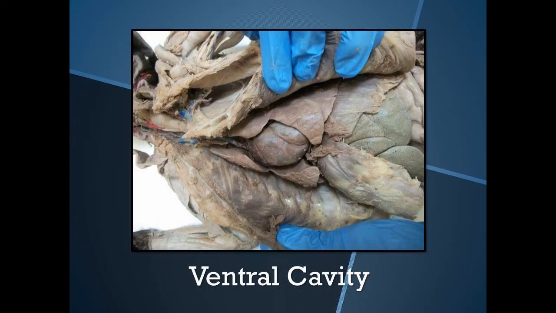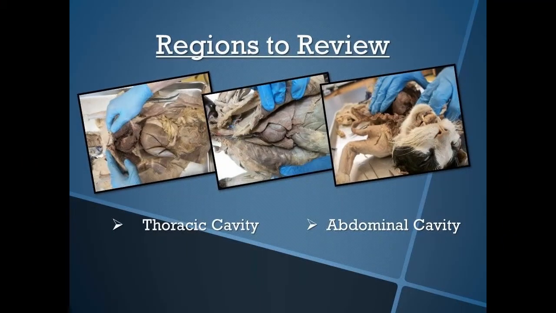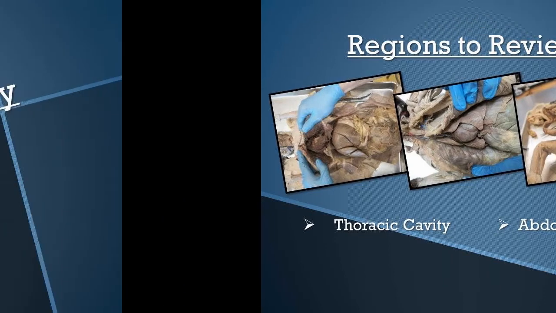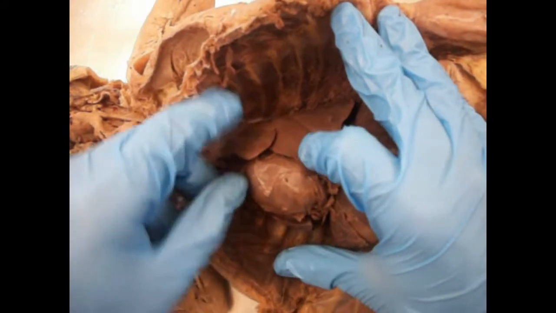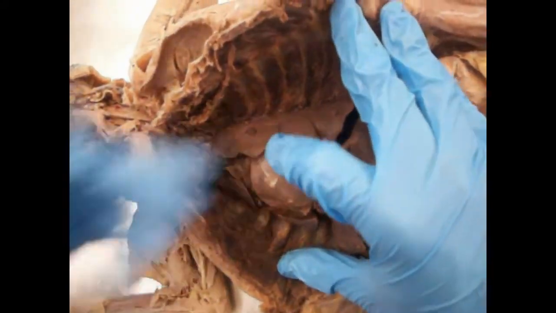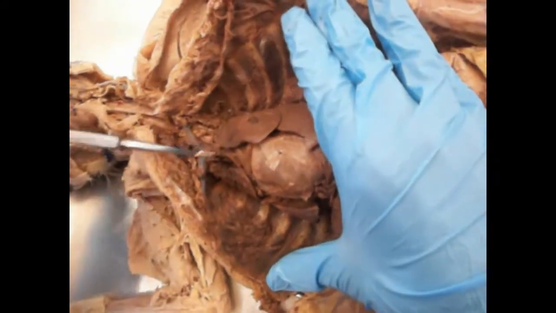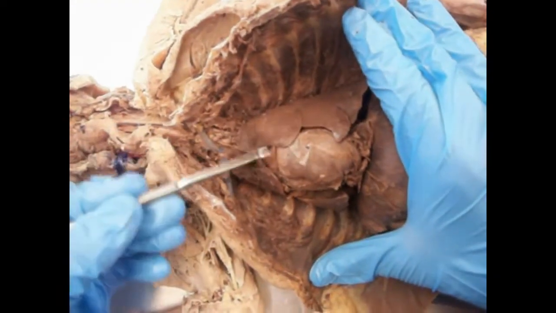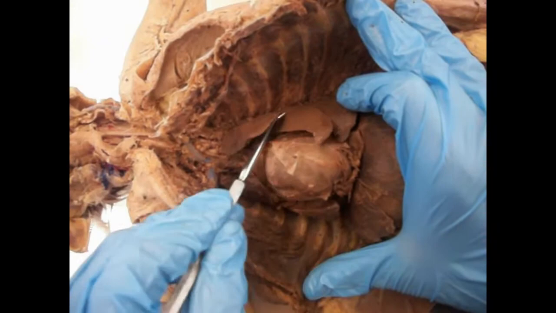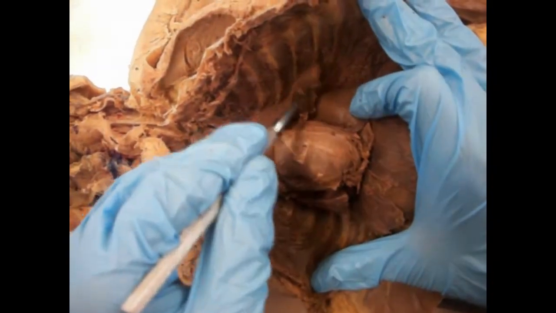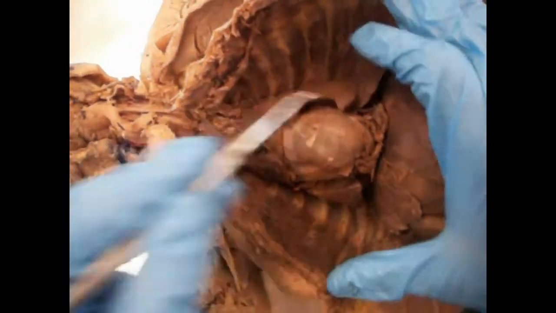So the next section we're going to review is the ventral cavity. This section consists of the thoracic and abdominal cavity. And here is the thoracic cavity. So the cat has 6 lobes, and the first lobe that I'm going to be showing you guys, anatomically speaking, is the left apical. Right under the left apical is the left cardiac. Right under that is the left diaphragmatic.